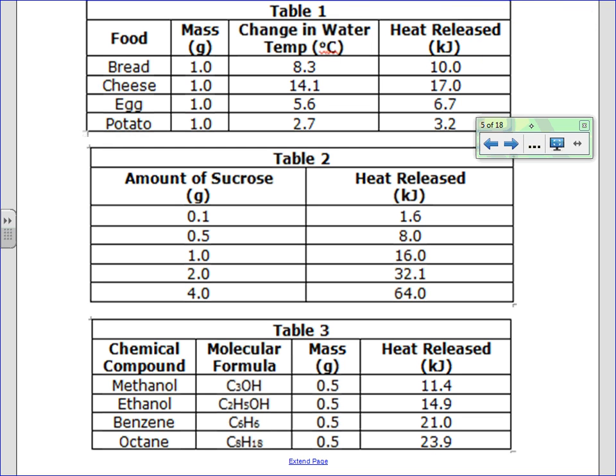All right. Let's take a look at the next one. We see 3 different tables here. What do we see in these different tables? What is being represented to us? Yeah, the first one we see food. These are foods that they put in where? What did they do with these foods over here? Yeah, they burned them in the calorimeter.